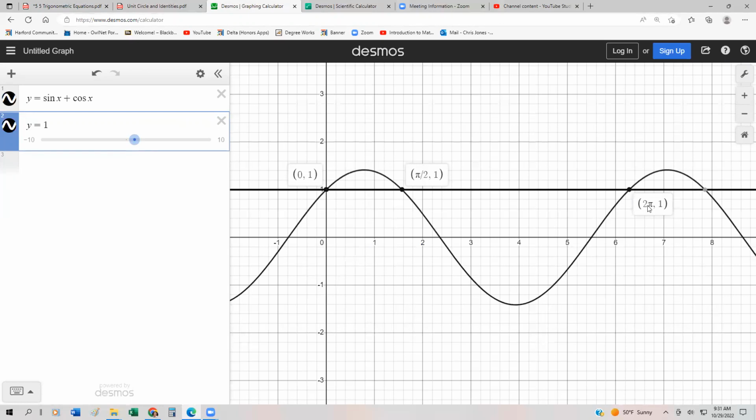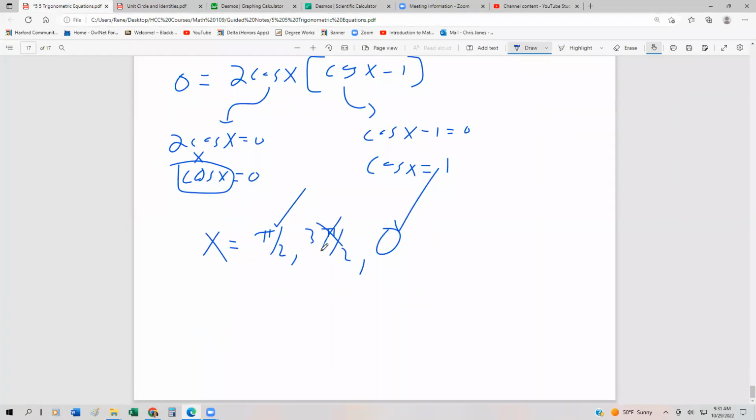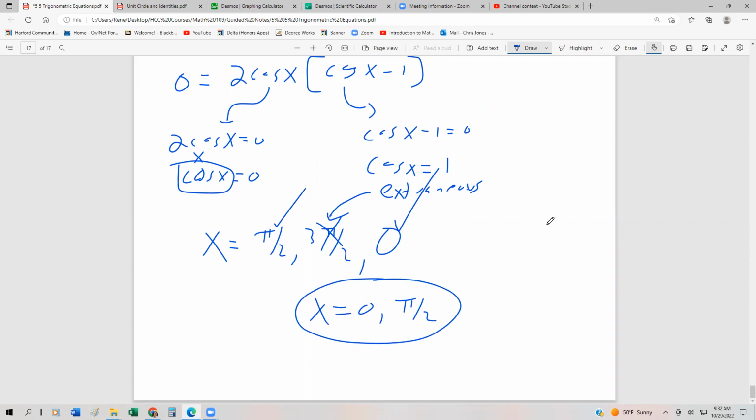But then we look at the graph, and I want you to notice that the only other solution is 2 pi. We're missing that 3 pi halves here. That is not part of the solution set. So this is an extraneous root that's born from squaring both sides. And so the only solutions to this are going to be, in order in which they appear, 0 and pi halves. So that's finally everything for our trig equations.